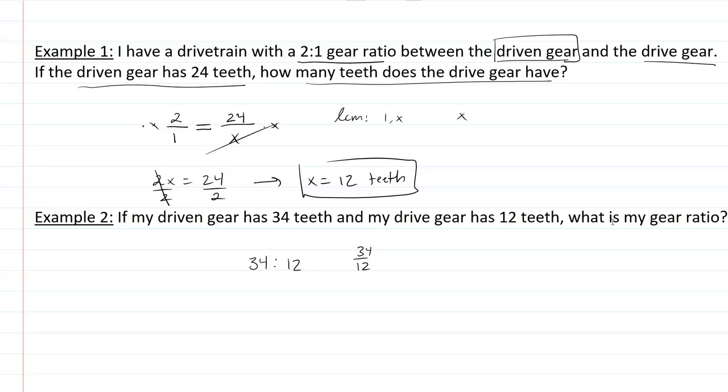Well, when we report fractions, we like to report them in most simplified form. So why don't I divide both of these by 2? And I end up with 17 over 6. So the ratio of driven gear to drive gear, the gear ratio, is 17 to 6.